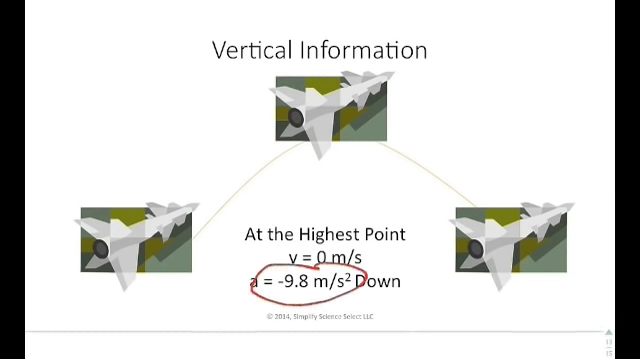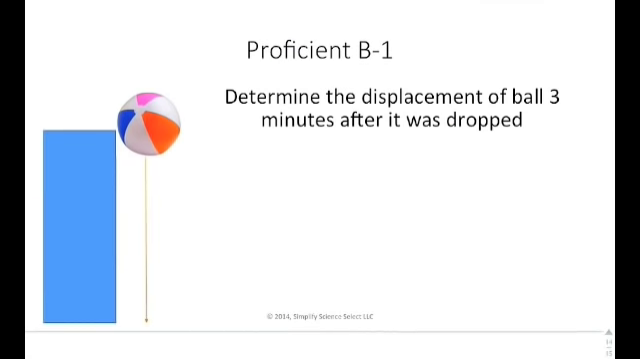So now let's take this information that we've learned in the vertical and let's try and apply some of the previous information that we've learned using vertical problems. So the first one says determine the displacement of a ball 3 minutes after it was dropped. So we're looking for the displacement. Okay, so we're going to circle that. We have the time of 3 minutes.